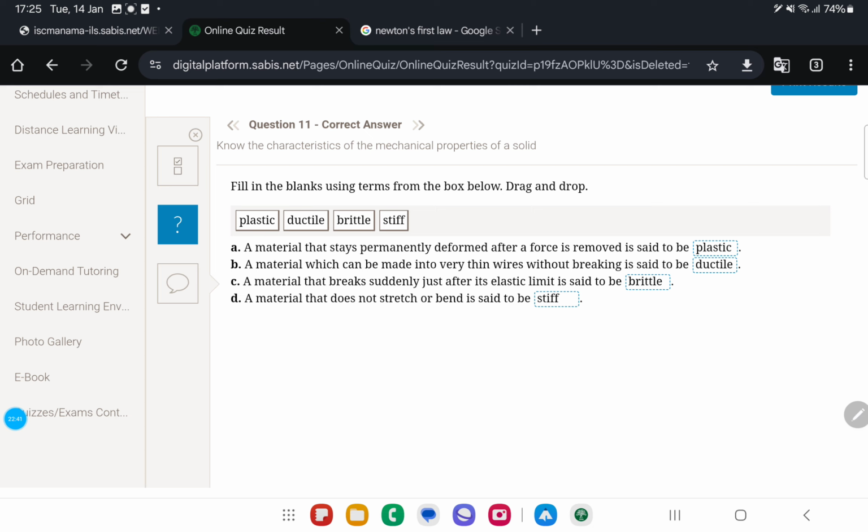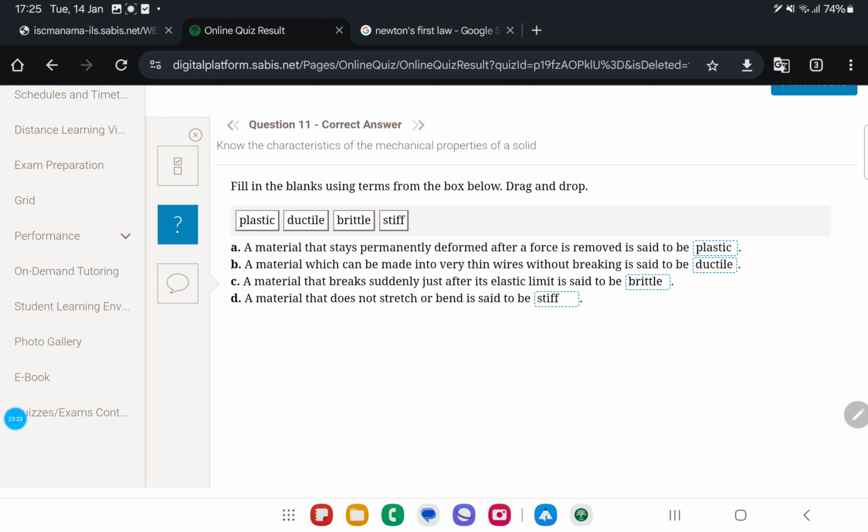Question 11. A material that stays permanently deformed after a force is removed is said to be plastic. Like I said, the plastic bottle, when you crush it and it becomes deformed, you can try to fix it, but it will look smudgy, so it's forever deformed. For part B, a material which can be made into very thin wires without breaking is said to be ductile. Metal is an example. You can make it into very thin wires without breaking it. That's ductile. Remember, one of the properties of metal is that it is ductile.